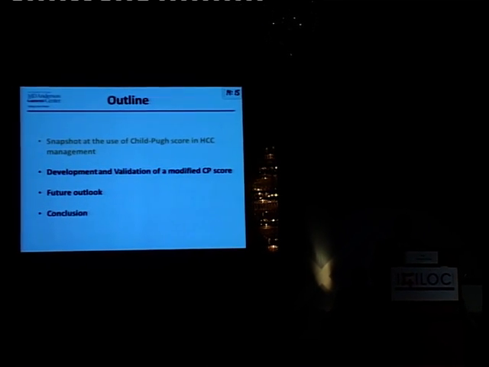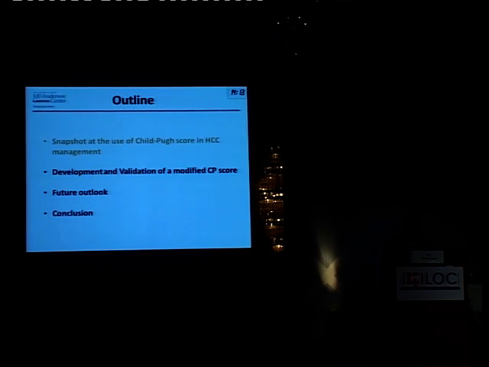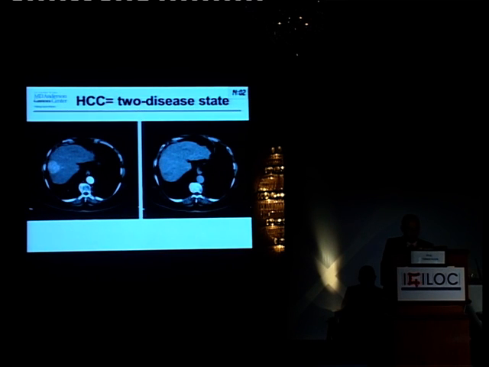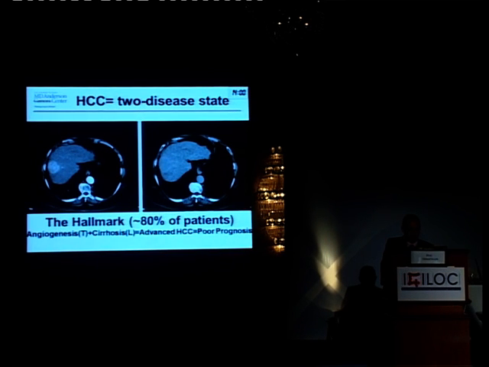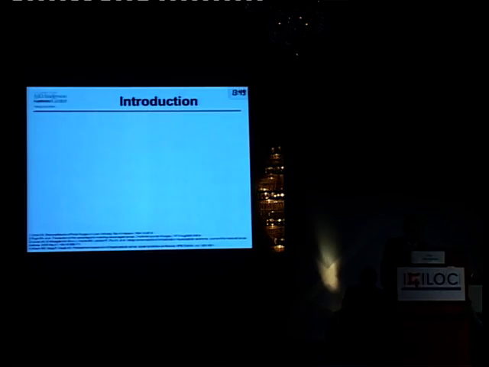We'll take a very quick snapshot at the Child-Pugh score and then discuss the development and the validation of the modified score, and then future outlook of this scoring system and conclude. So all depending on this hallmark that most of the patients have underlying cirrhosis, and the only score to assess their liver status is the Child-Pugh classification.